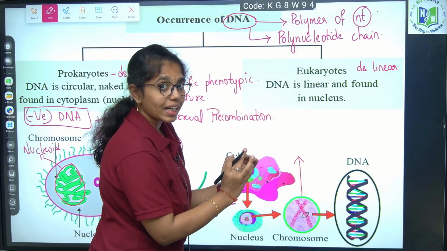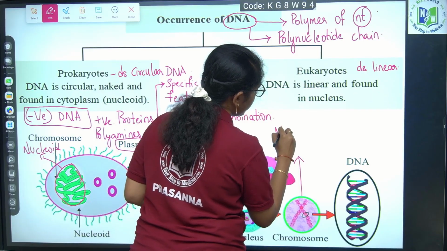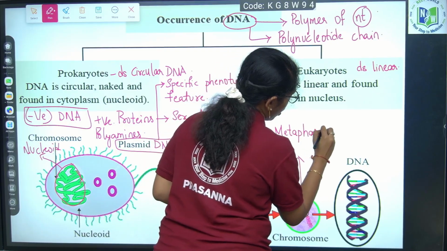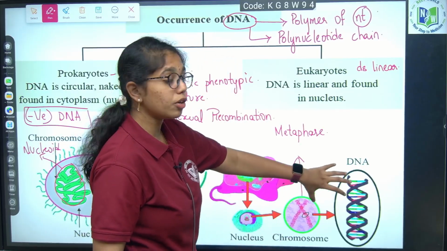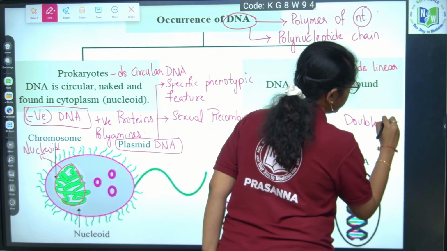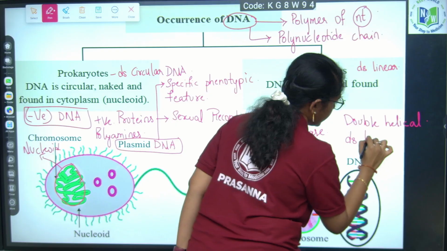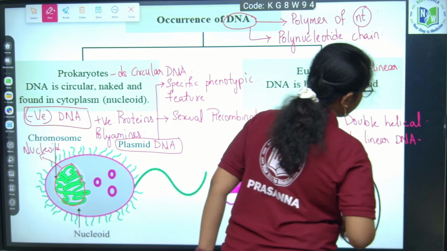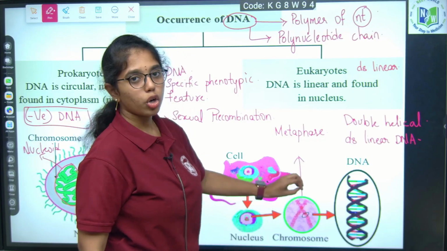This complete condensation of DNA into chromosome takes place in which phase of the cell division? It takes place in metaphase of cell division, wherein DNA inside this chromosome is in what form? Double helical, double stranded linear DNA. You will find this in eukaryotes. It is highly condensed in the form of chromosome.